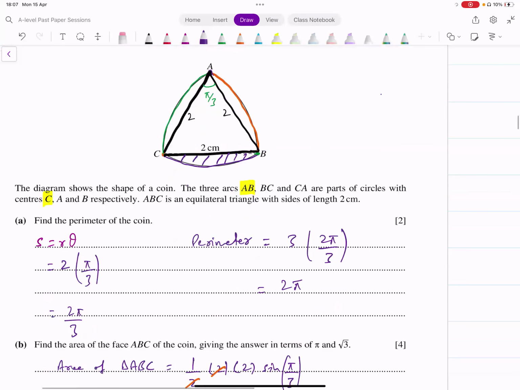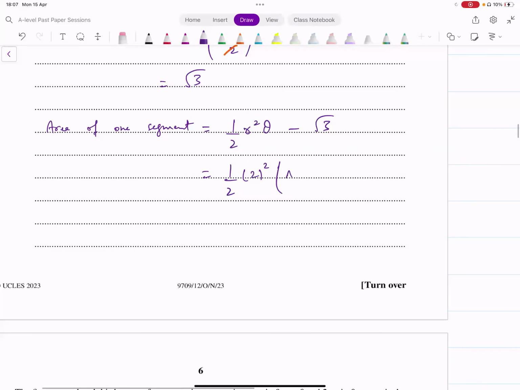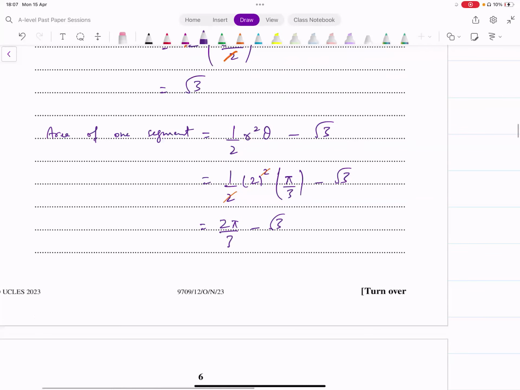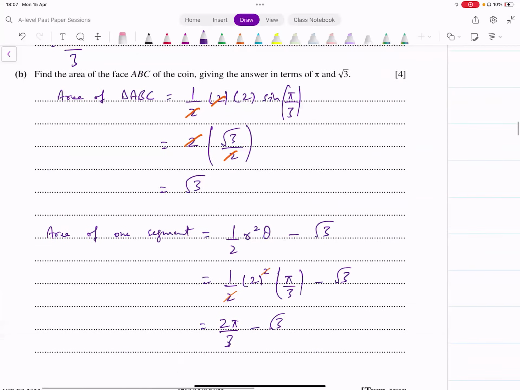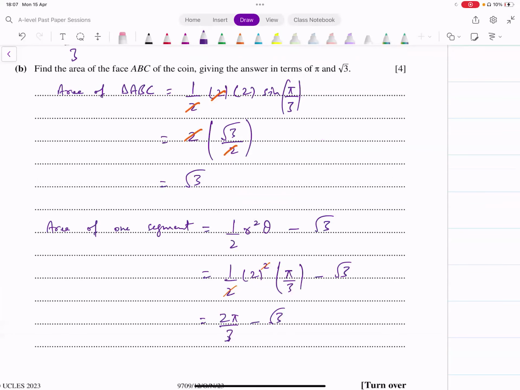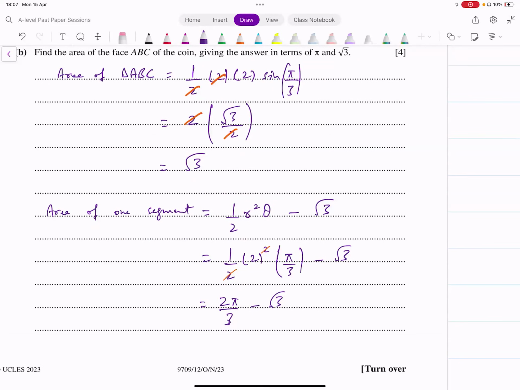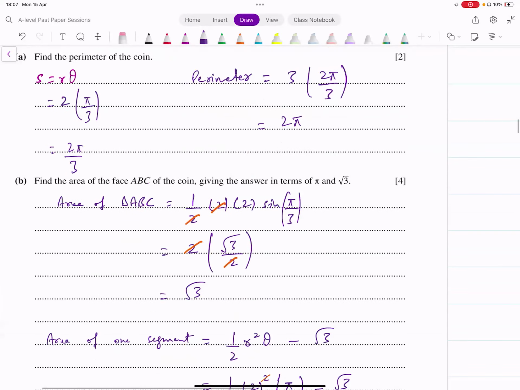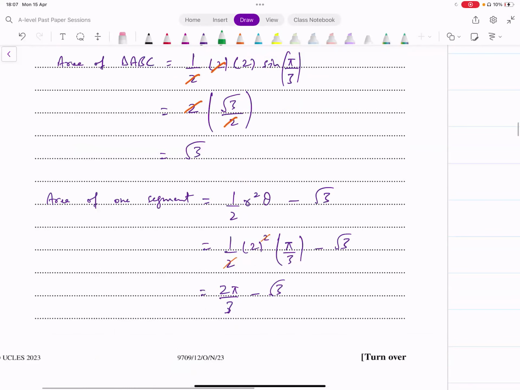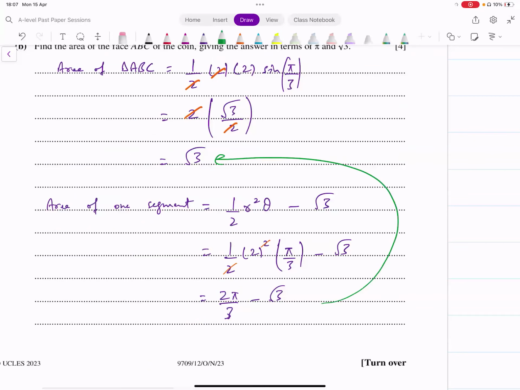What's the value of theta? It's pi over 3 minus under root 3. Now you can simplify this and see what that gives you. 2 and 2, this power gets cancelled, and you're left with 2 pi over 3 minus under root of 3. Okay, that's what we're getting here. That's the area of one segment. Make sense? Now, what about areas of all of the segments combined? You just multiply this by 3. And then for the complete figure, you would add it to under root 3.